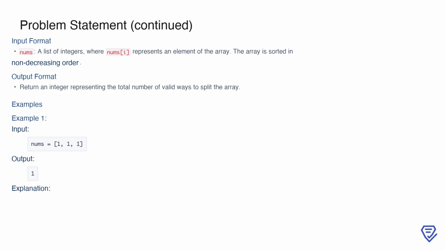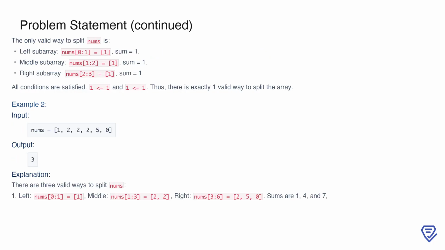For example, in the case where nums is [1, 1, 1], there is only one valid way to split the array. This is because there's only one arrangement of the subarrays that satisfies the sum conditions. The explanation for this example will help clarify how the sums are evaluated. In this example, the array nums is split into 3 subarrays. The left subarray is [1], the middle subarray is [1], and the right subarray is [1]. The sum of the elements in each subarray is 1.